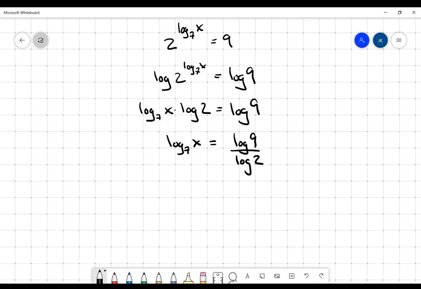Now, all I have to do is convert the logarithm on the left-hand side into its exponential form. So the base is 7, okay? Essentially, x is going to equal 7 raised to the exponent, the power that's on the right-hand side there. So it's going to be 7 raised to the log of 9 divided by the log of 2. Okay, and that's essentially how you would do it.